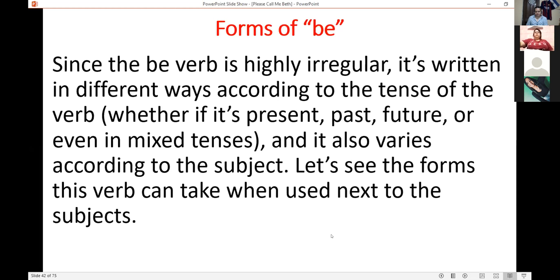An example of a subject? You. I. He. She. It. They. Good. And it's saying, since the verb is highly irregular, it's written in different ways according to the tense of the verb, whether it is present, past, or future. So, in the simple future, the verb be is not am. It could be different from the present or the past. Okay, let's move on.